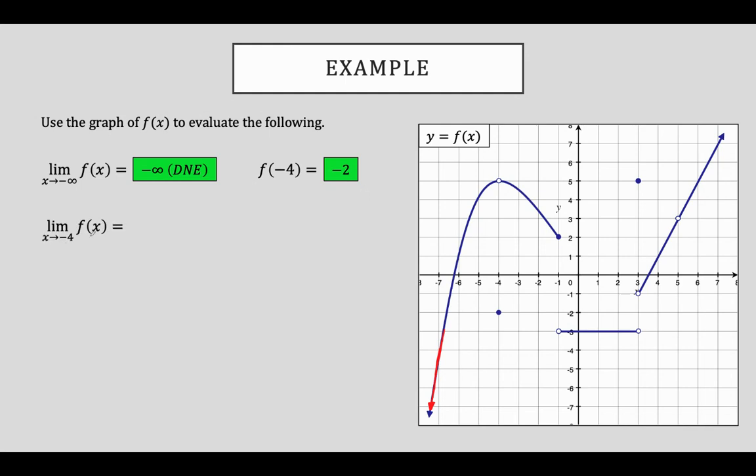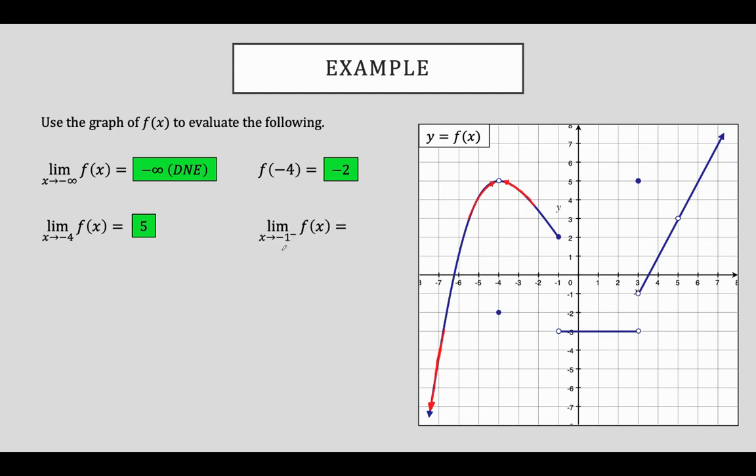Now, the limit of f of x as x approaches negative 4. What happens to the y values as the x values get closer and closer to negative 4? Well, if I'm traveling along my curve here, and as my x values get closer and closer to negative 4, what are the y values getting closer and closer to? Well, the y values are getting closer and closer to 5. Therefore, our answer is 5.